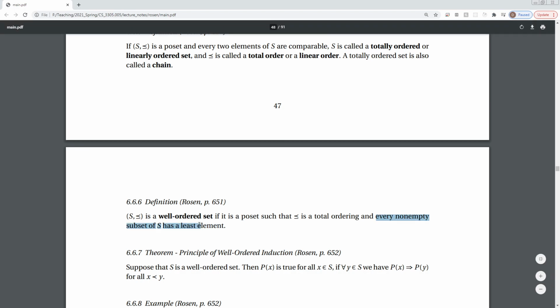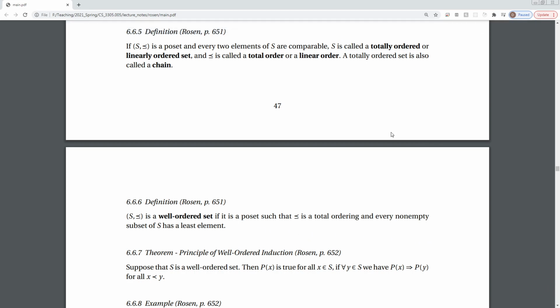But every non-empty subset of S has a least element. Well, if you consider just the negative integers, it's non-empty and it's a subset of all the integers, but there's no least element, so you can't begin the set. The idea behind a well-ordered set, if you think about looping over an array or a collection, is that the collection is well ordered if you can start the loop somewhere. You have some first element that you could enter into.